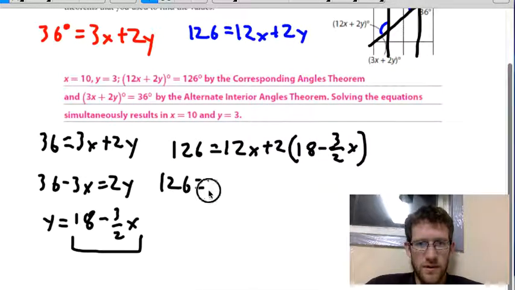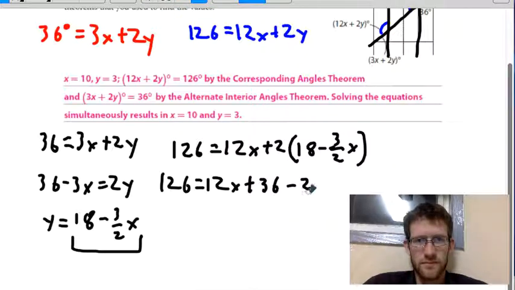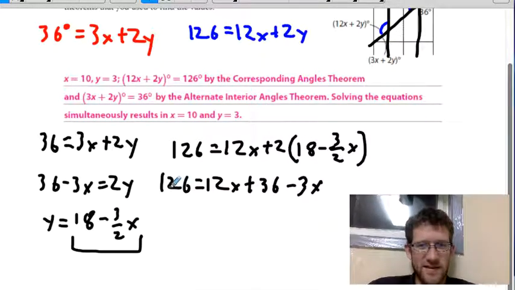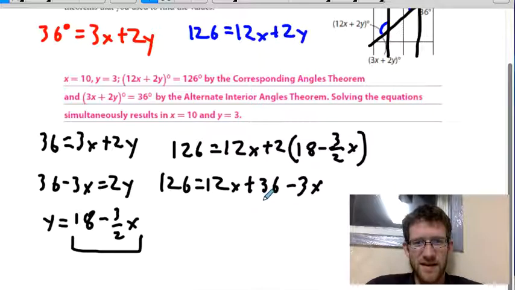126 equals 12x plus 36 minus 3x. Sorry. I shouldn't do these so late at night. It's like 9:30. Hey, I'm old, okay? Okay, so this gives me 126 equals 12x plus 36 minus 3x.